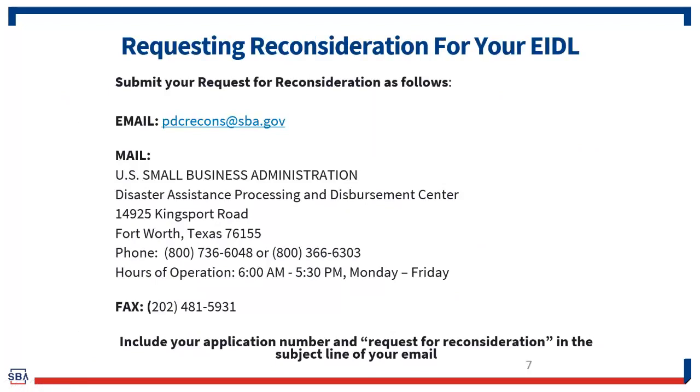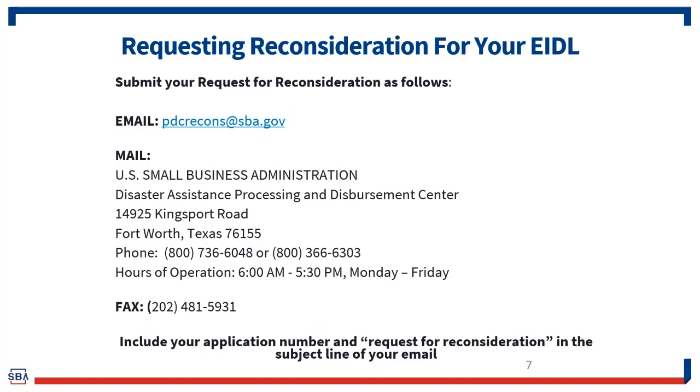If you apply and are declined for whatever reason, there is a reconsideration request process for your economic injury disaster loan. It's relatively easy to do. You are going to submit your reconsideration request to pdcrecons@sba.gov, that email address right there.